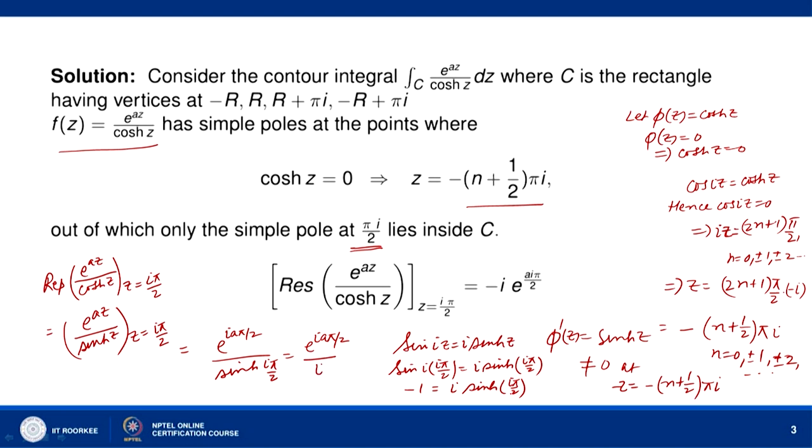Okay, sinh(iπ/2) equals minus 1 over i. Minus 1 over i is i. Now, 1 over i is minus i. So we get minus i e^(iaπ/2). Okay, so we get this, minus i e^(aiπ/2), as the residue of e^(az) over cosh z at z equal to iπ/2.